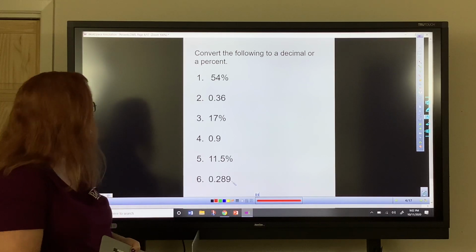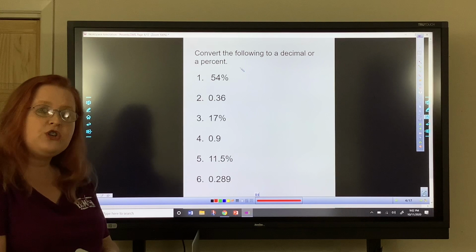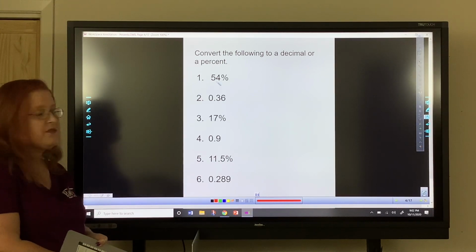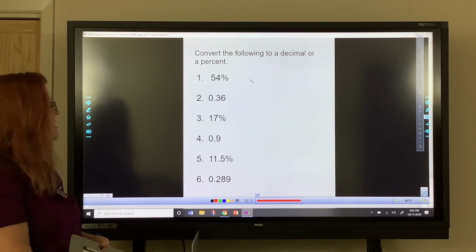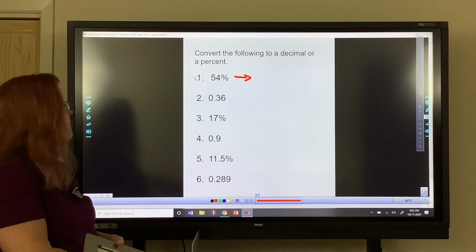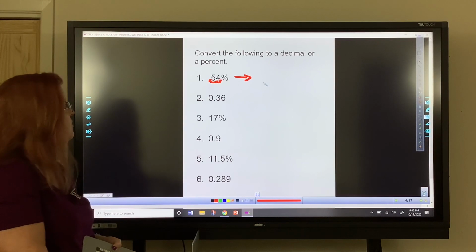Convert either to a decimal or to a percent, and they tell you which one you have, and you're going to go to the opposite. So number 1 here says 54%. So we're going to convert that to a decimal. So it says move our decimal 2 places to the left. So our decimal is here, and we would move it 2 places to the left, and so it would end up in front of the 5. And so 54% is the same as 0.54 as a decimal.